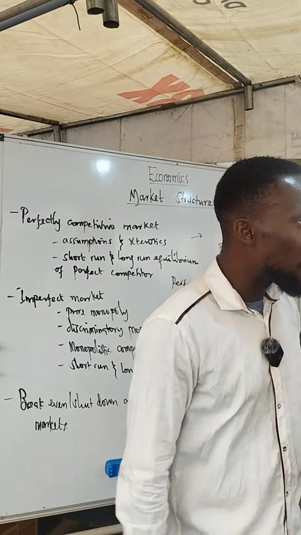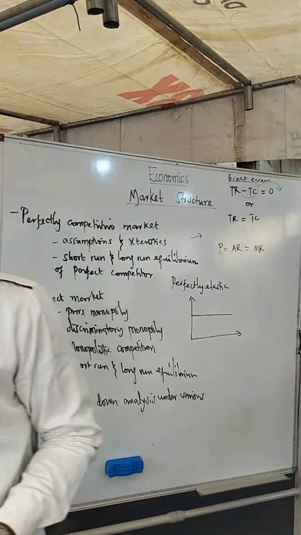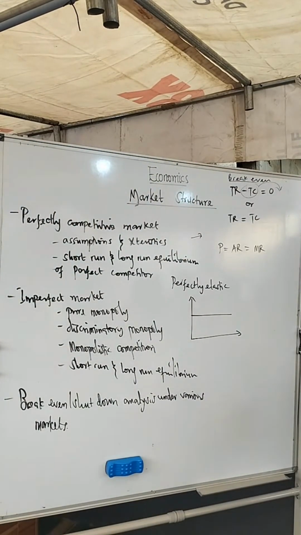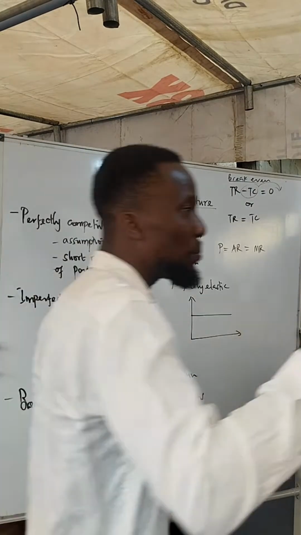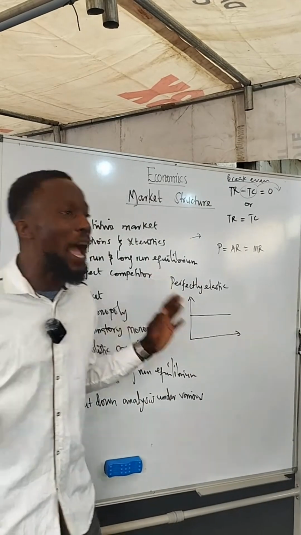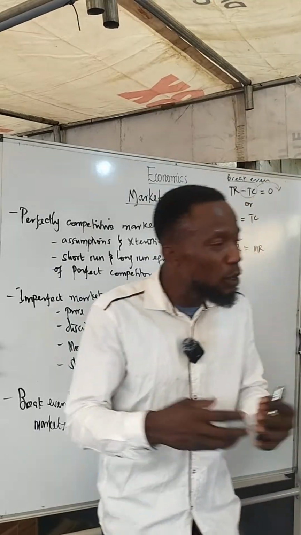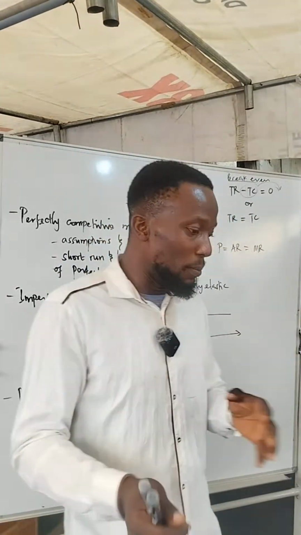So the buyer is a price taker, the seller is a price taker. Everybody is a price taker. Is that taken? Why is everybody a price taker? Because price is always determined by the interplay of the forces of demand and supply. So everybody takes the price that comes to him or her based on the interplay of these forces of demand and supply.